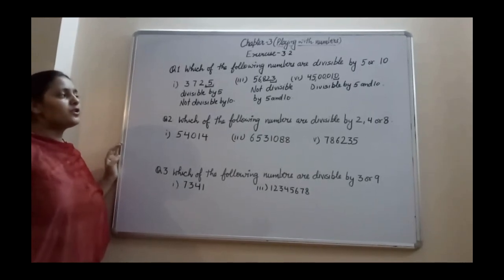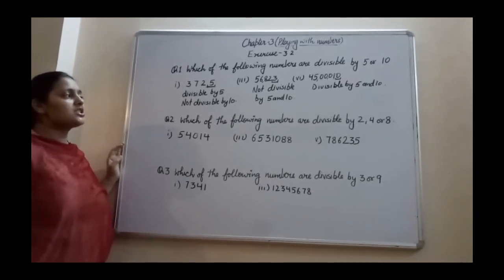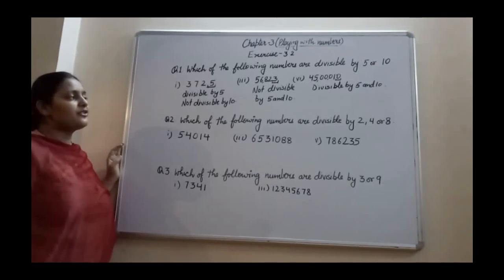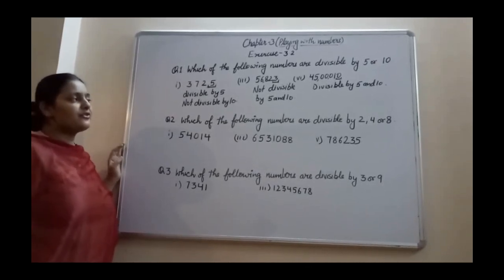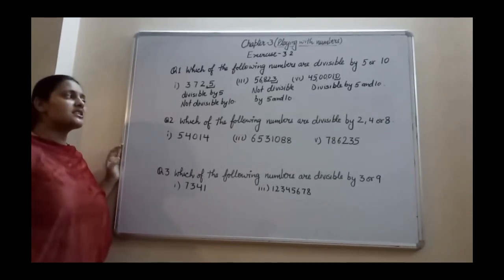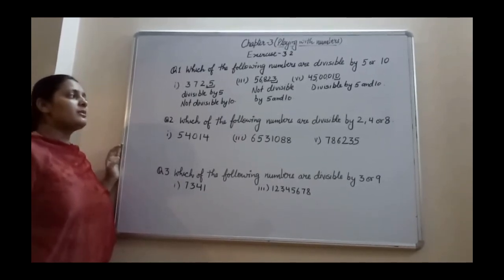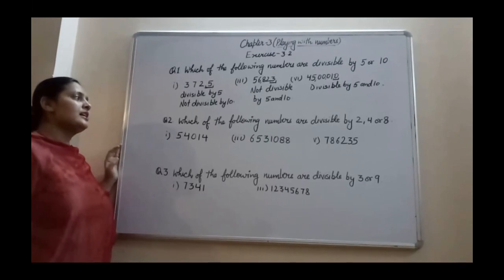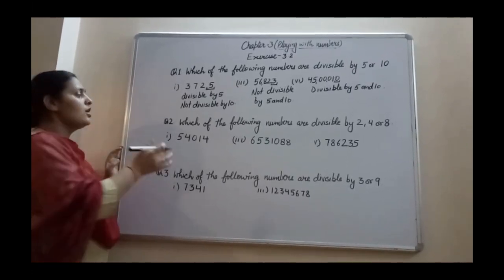And the divisibility rule for number 4 is that the last two digits of the given number should be divisible by 4. Then the number is divisible by 4. And the divisibility rule for number 8 is that the last three digits of the given number are divisible by 8, then the number is divisible by 8.